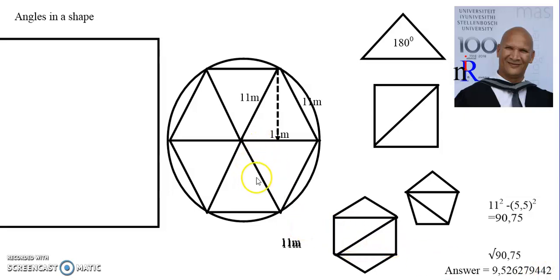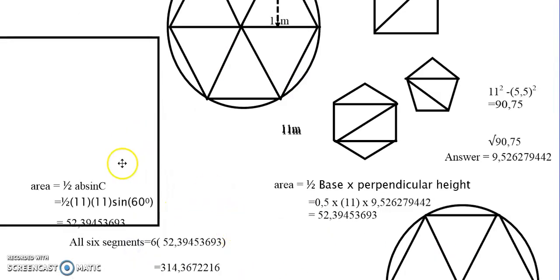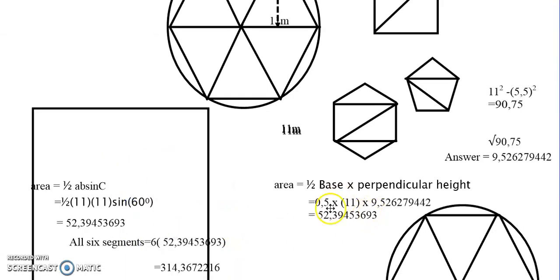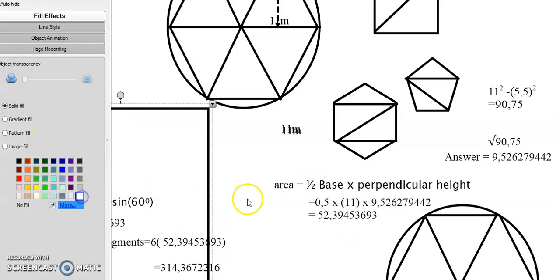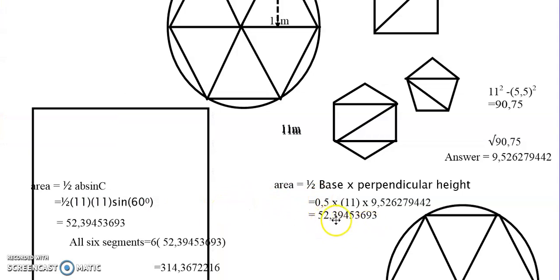Now, to calculate the area of this segment, I will say half of the base, which is 11, multiplied with the perpendicular height, which is 9.52. Taking this into account, when I multiply it, it gives me a result of 52.39453693.